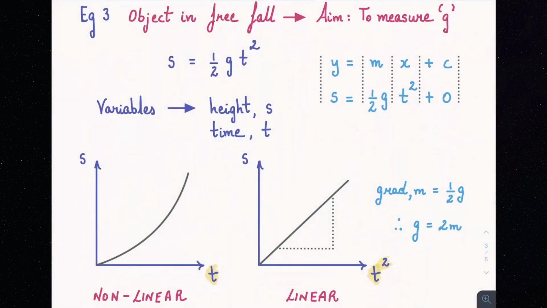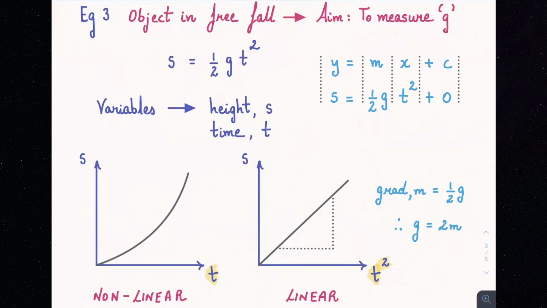Now, in the third example, we have an object that is falling from some height s under the action of gravity. Hence, it accelerates downwards by g. g is the acceleration due to gravity. And the aim here is to determine g.